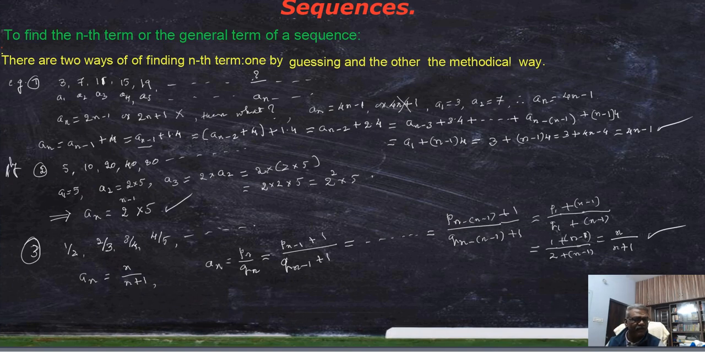This is the way in which you can find out the nth term of the sequence. In the next video, we are going to consider a special method to find out the nth term of the sequence, that is called the telescopic method, which we are going to discuss in the next video.